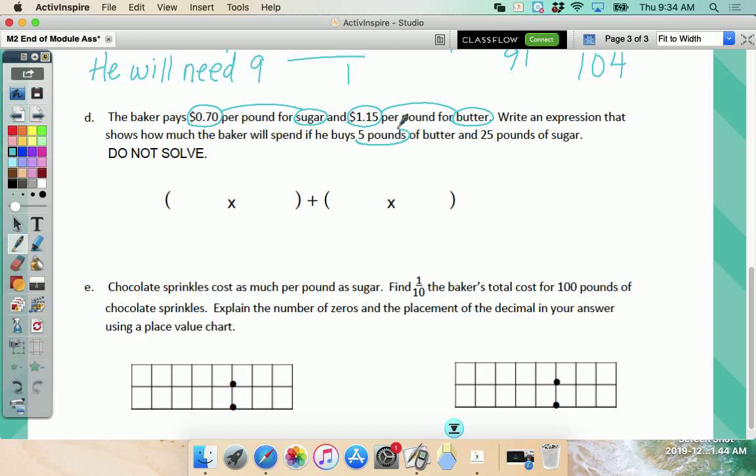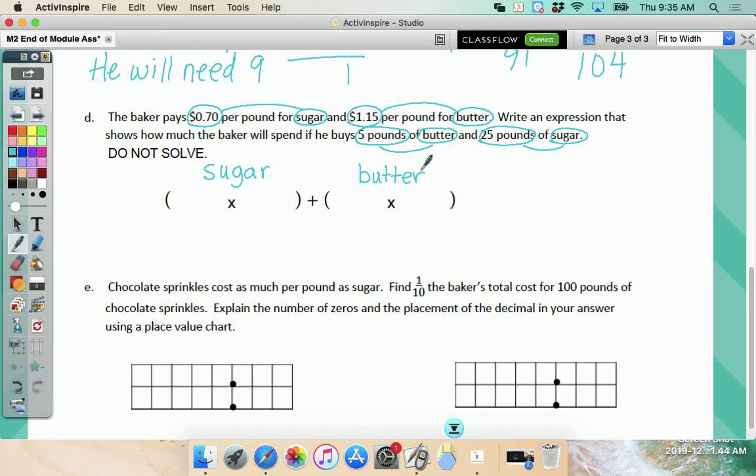So for 5 pounds of butter, that's how much they're going to buy. And 25 pounds of sugar. Now here's what they want you to do. They want you to get confused. Because did you notice they mentioned sugar, then butter at the beginning? But then in the second sentence, they use butter, then sugar. So let's start with sugar here. Write sugar and write butter.